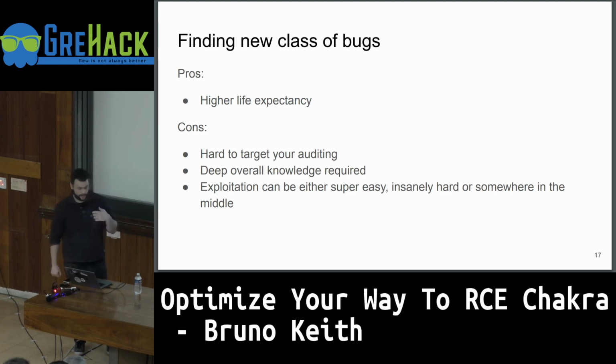You also have the requirement to know the target as a whole, and once again, we're talking about a very complex target, so acquiring that knowledge takes a long time. And exploitation can either be super easy, insanely hard, or somewhere in the middle, and you have no way to find that out until you actually find that new class of bugs. Sometimes it takes like 3 full weeks, 16 hours a day to turn a bug into an RCE. Sometimes it takes 2 hours, so you never know.